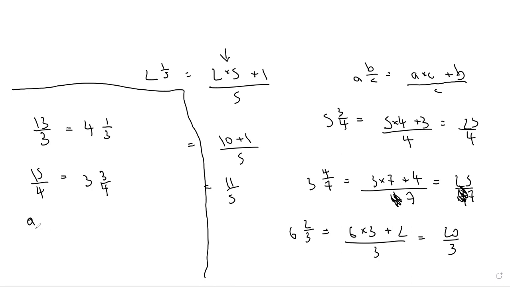Next one, 9 over 2. What did everyone get for this one? 4.5. Yep, exactly. Goes in 4 times, that brings you up to 8, and then you got 1 left over. And then finally, the last one, 17 over 5. What did everyone get for this one? 3 and 2/5. Yes, 3 and 2/5, perfect.